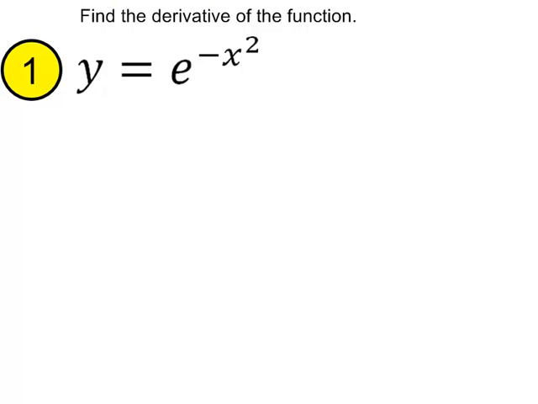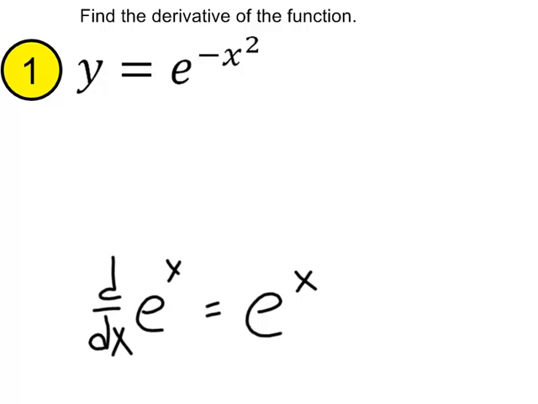So, e to the x is this wondrous function that is its own derivative. If we derive e to the x, we get e to the x. However, if the exponent is something other than x, of course, the chain rule does apply. So the derivative of e to the u is e to the u, but times the derivative of u.